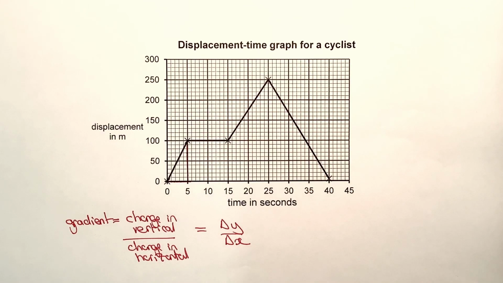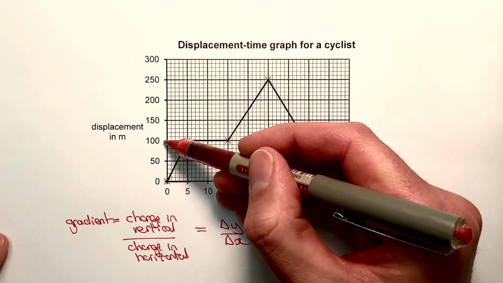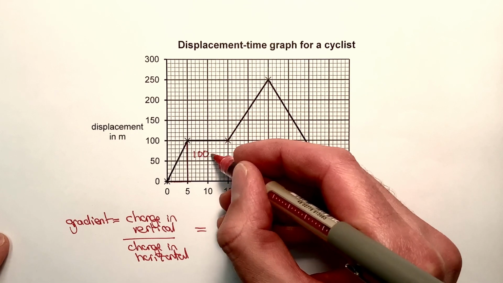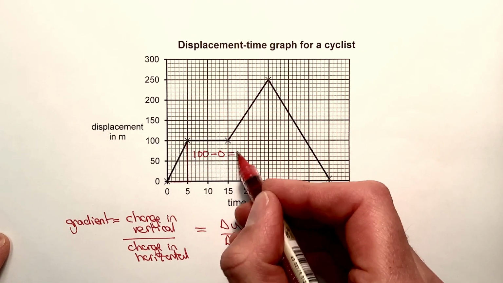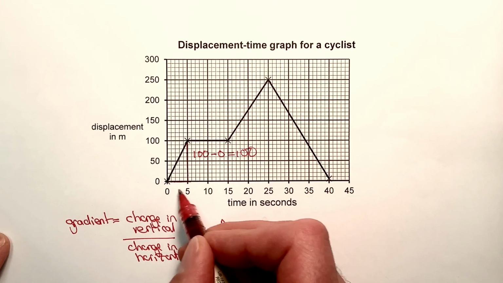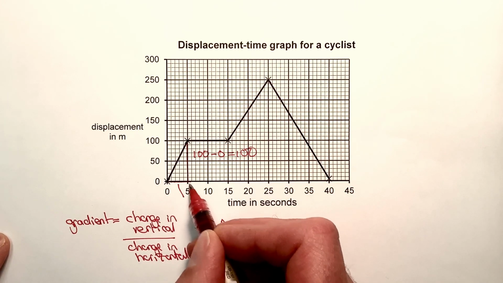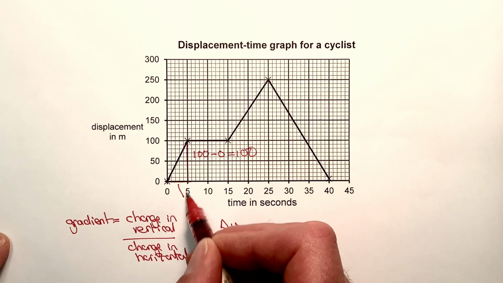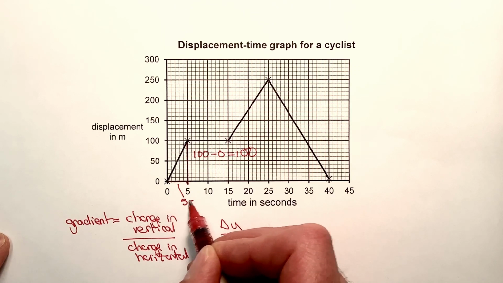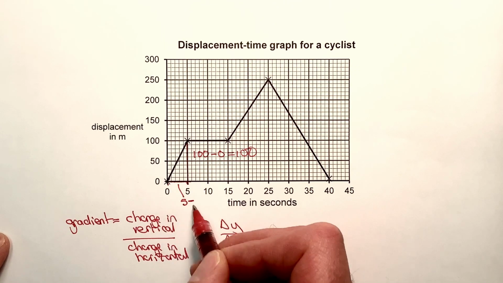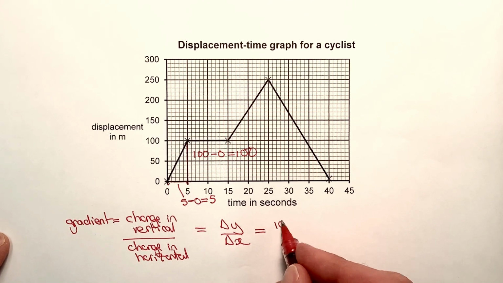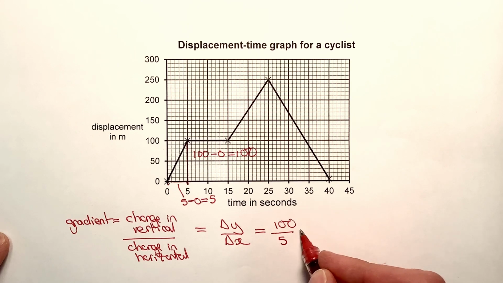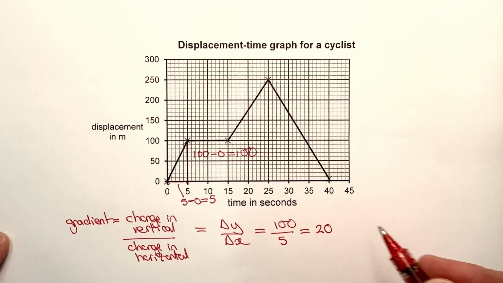So to find the change in the vertical, I'm going to do the final vertical value, which is 100, minus the starting vertical value, which is 0, which gives me 100. And in the horizontal, I'm going to do the final horizontal value, which is 5, minus the starting horizontal value, which is 0, which gives me 5. So then I will have 100 divided by 5, which would give me 20.